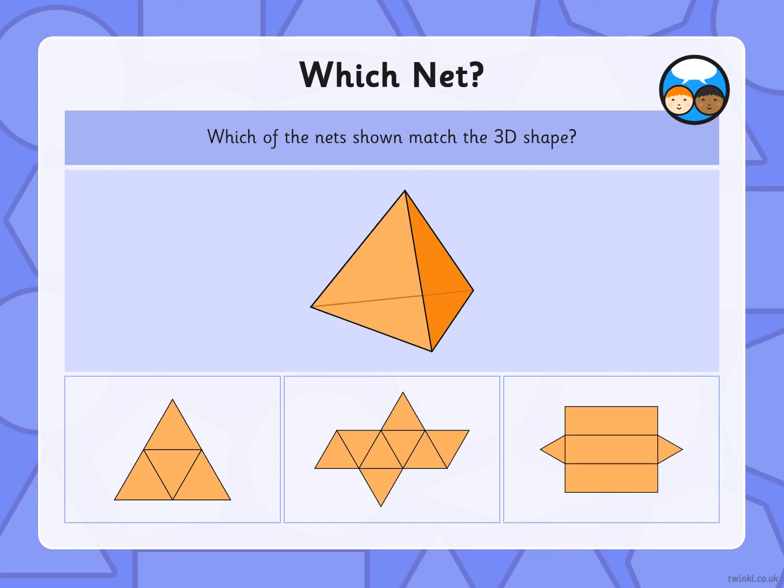Okay, so let's name the 3D shape first. We've got a triangular base pyramid or a tetrahedron. Here, imagine folding that first one on the left. Imagine folding that up. What would it create? And the others as well. It will be this one.